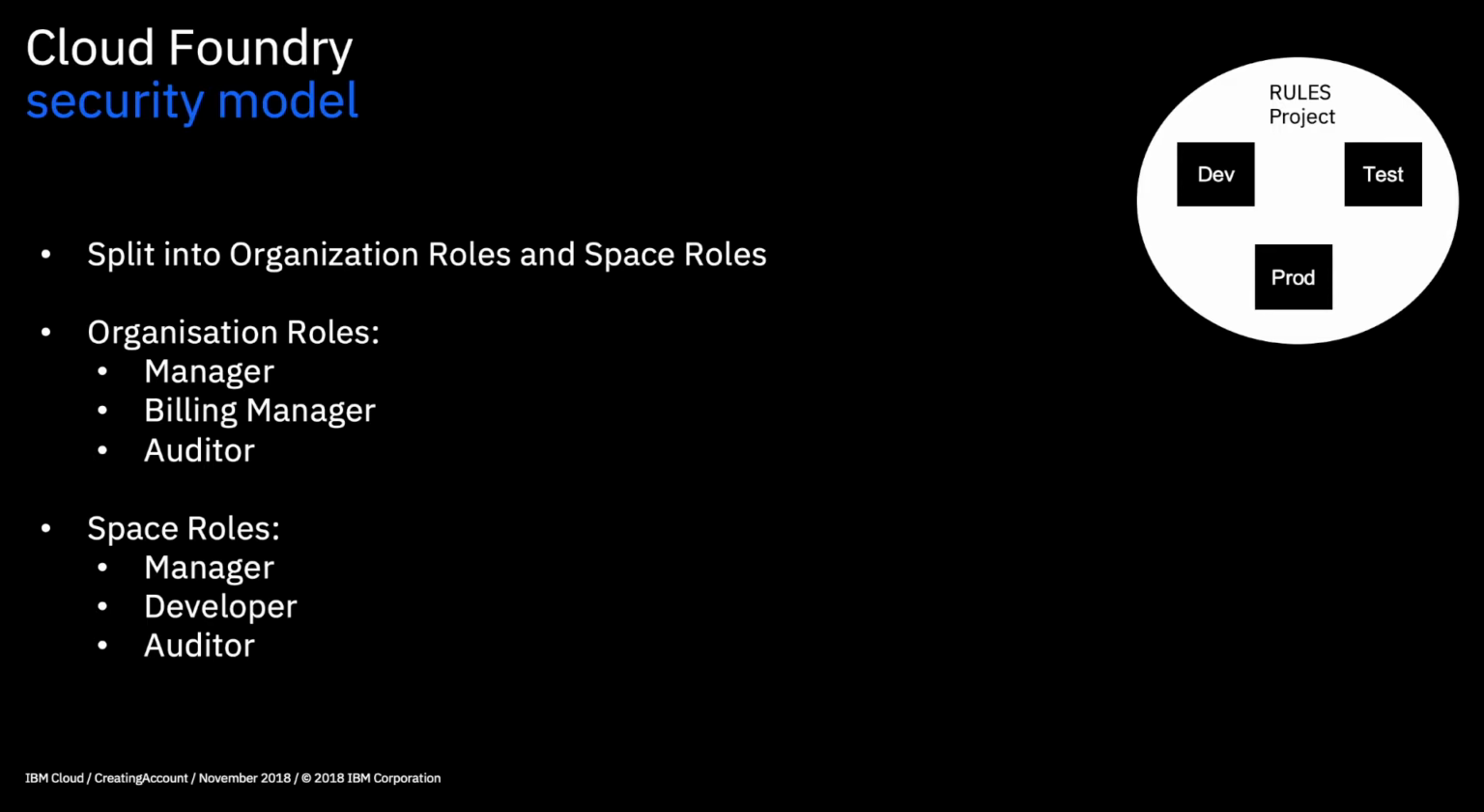The billing manager role allows a user to see billing information for the organisation and perform actions related to billing, while the auditor role will let a user see resources but not modify them. If the user requires none of these roles at the organisation level, they're assigned the no organisation role.